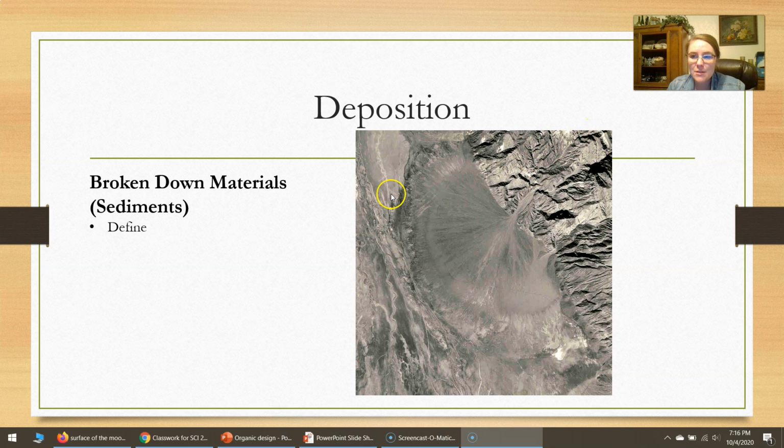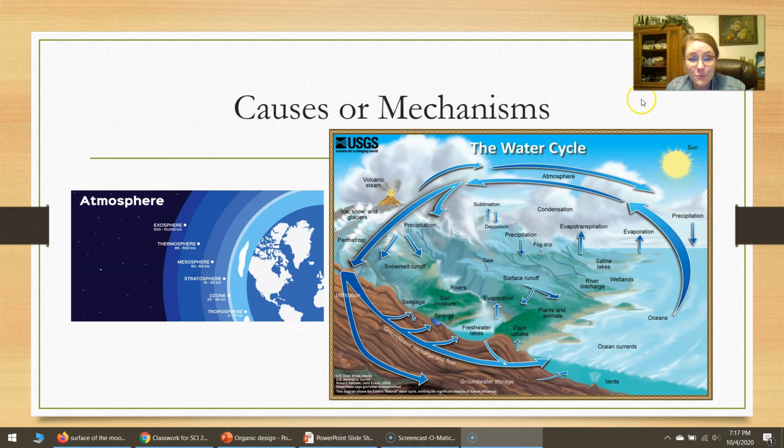So moving them is erosion, breaking them down is weathering, leaving them somewhere else is deposition. And I don't know why they want you to know the difference between those three, but a lot of times they do. So you got to make sure to write them down.